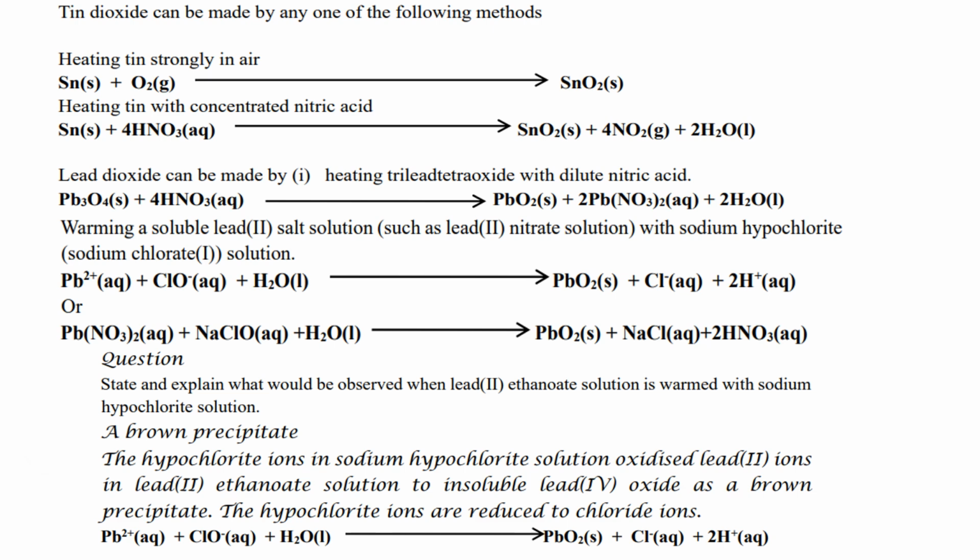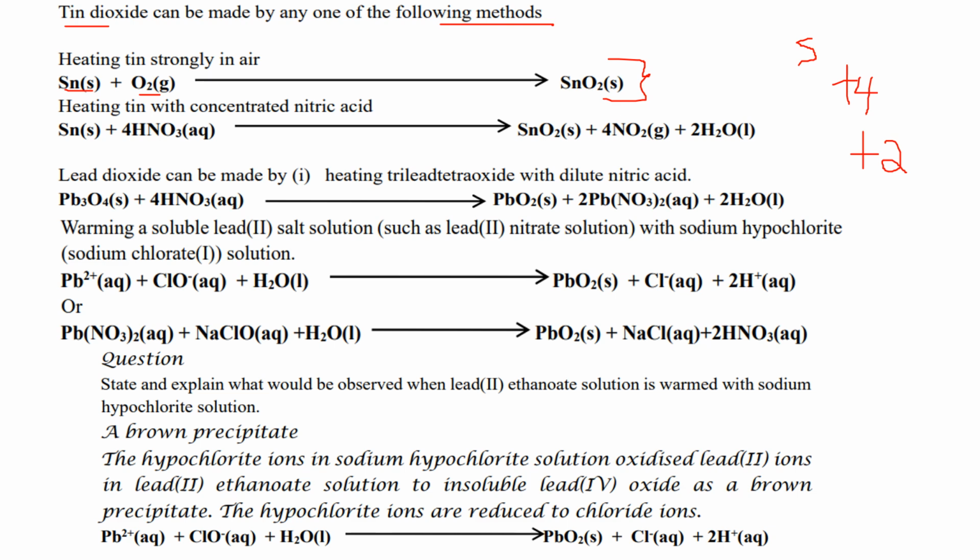So proceeding, we are going to be saying that tin dioxide can be made by any of the following methods. So one of the first methods, you can heat tin strongly in air. So when you heat tin in oxygen, you're going to be getting tin oxide. And the reason for that, I told you that we're having 5 elements under group 4, but the first 4 elements are stable in the plus 4 oxidation state. It's only lead that is present in the plus 2 oxidation state.